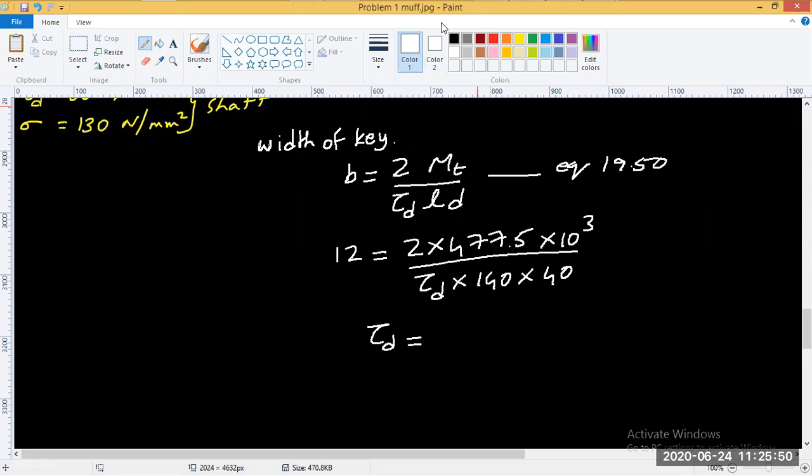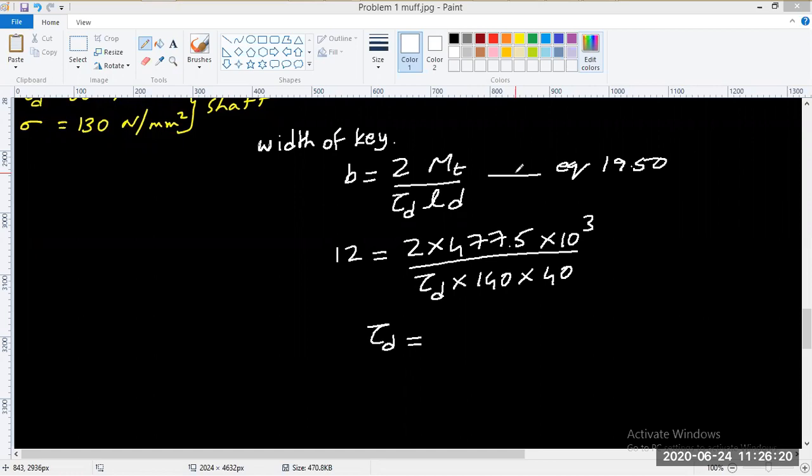You can calculate parallelly along with me. Am I audible? Okay, so we have the tau d value. We need to extract that.